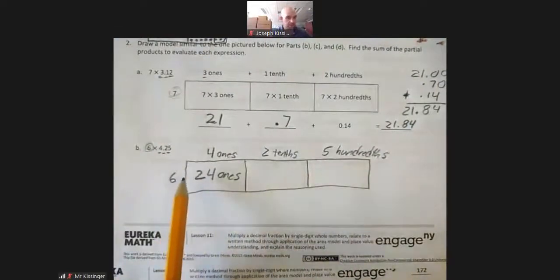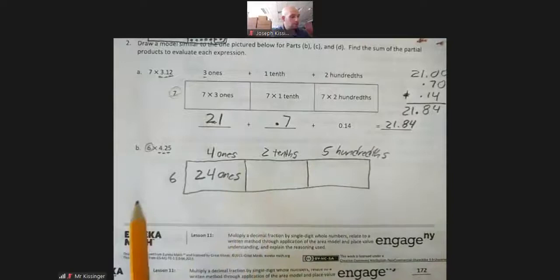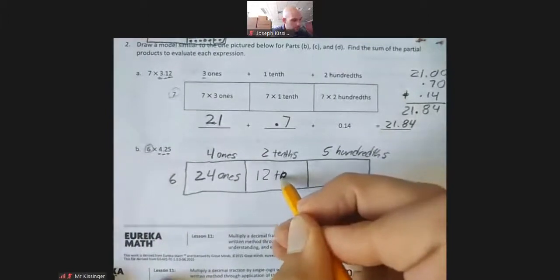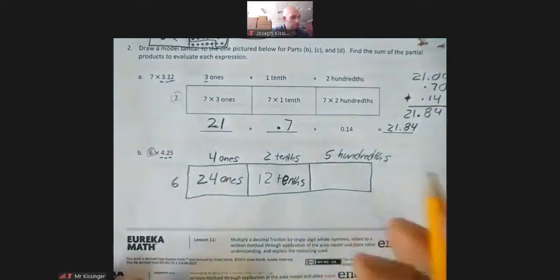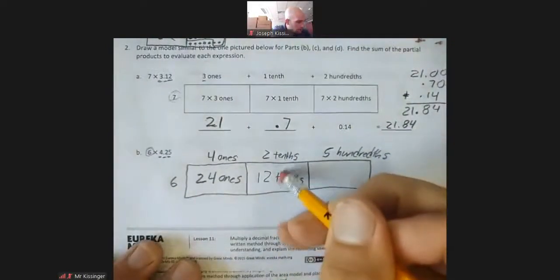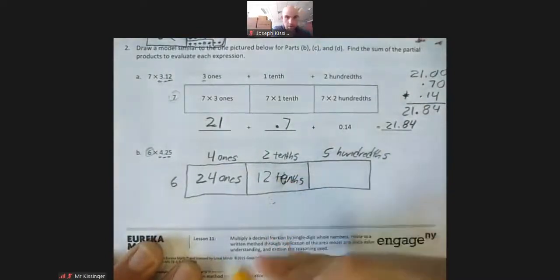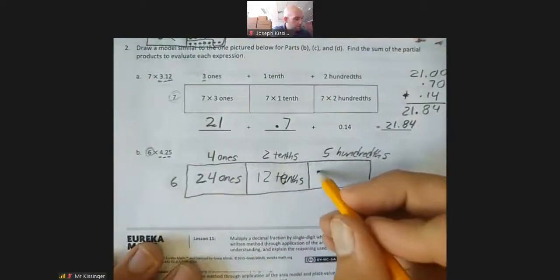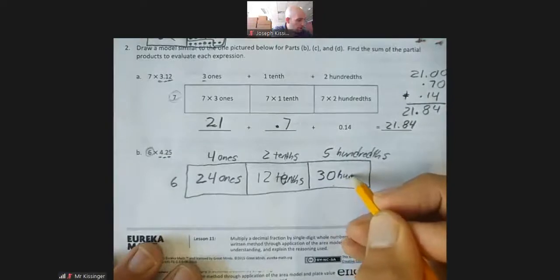Then we need to do 6 times 2/10 to find the area of this little rectangle here. 6 times 2/10. 6 times 2 is 12. And make sure we put our label on there for tenths. Make that a little neater so we can read it. All right, yes, 12/10. And then 6 times 5 is 30. And that would be 30/100.